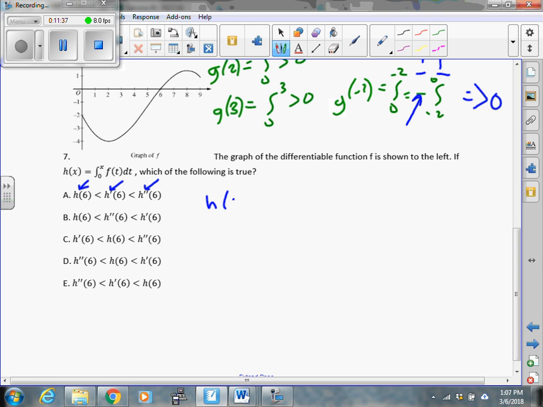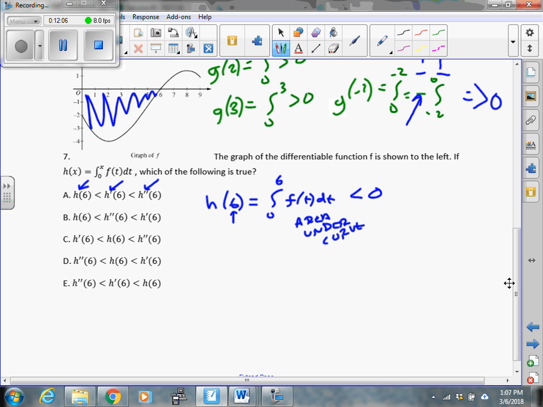So h(6). Well, that's just plugging in 6. So I'm going to plug in 6. Well, that's x. So it goes where x is. And this is the area under the curve. If the area under the curve from 0 to 6, that's clearly a negative number. So that's negative.